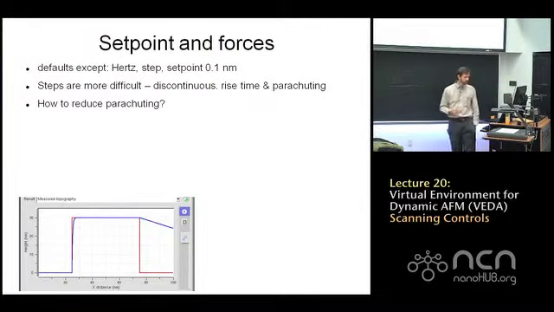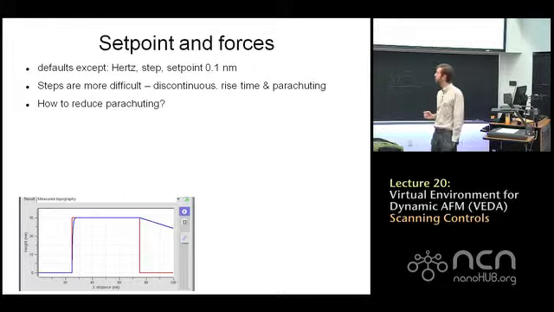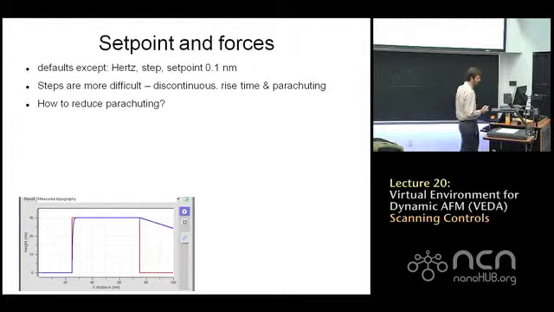Okay. Now we're going to do a hard feature. So a step is much more difficult because it's discontinuous. So you're going along and it's this, and then instantly it's that. So this simulation I ran, all the defaults except I changed it to Hertz Contact. I put the feature as a step instead of a sinusoid. I put the set point at 0.1 nanometers. Now steps, like I said, are more difficult because you have this rise time here. The controller takes a little while to respond to this step, and you've got a lot of parachuting over here.